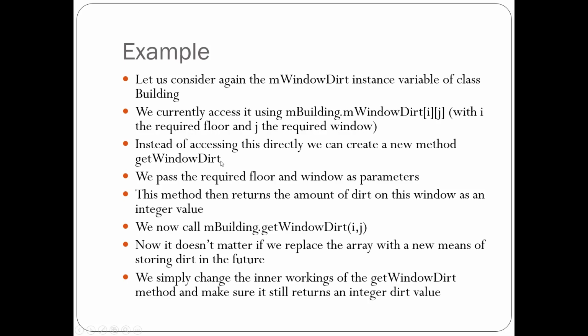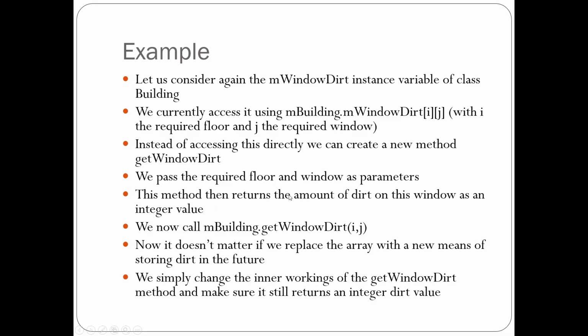What we should be doing is writing a public method inside the building class, which allows us to get that value, and then it will return that value back because we've asked for it through a public method, and it will return those values back through parameters.